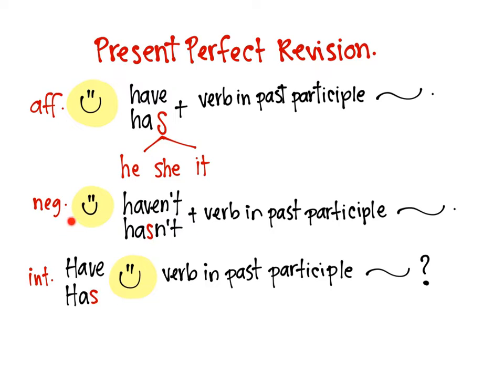In negative, we will need our subject, haven't or hasn't. Again, remember, hasn't is only for he, she, it, and our verb in past participle, the complement. In interrogative form, we invert the order, and now we start with the auxiliaries have or has, our subject, the verb in past participle, our complement, and a question mark.